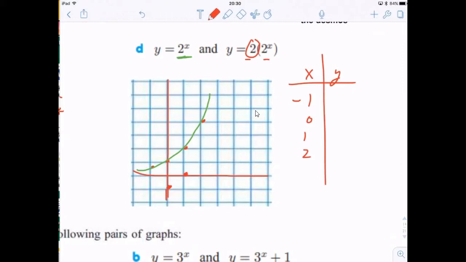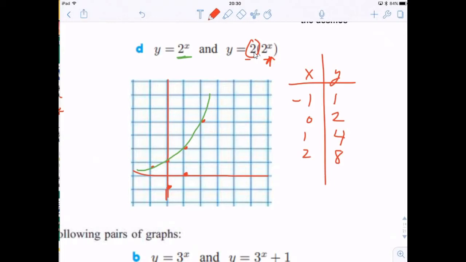So if we put a -1 in for x, we'll get 2 to the -1, which is 1/2, times 2, which is 1. If we put in 0, we get 2 to the 0, which is 1, times 2, which is 2. If we put 1 in, 2 to the 1 is 2, times 2 is 4. And if we put 2 in for x, we get 2 squared, which is 4, times 2, which is 8. Okay, now let's graph these points.